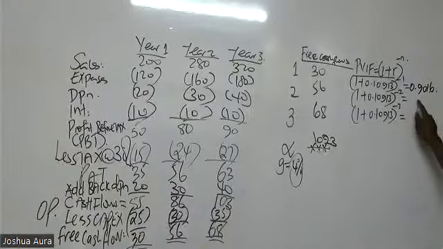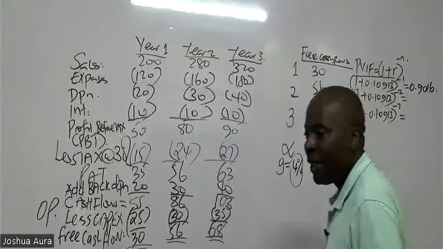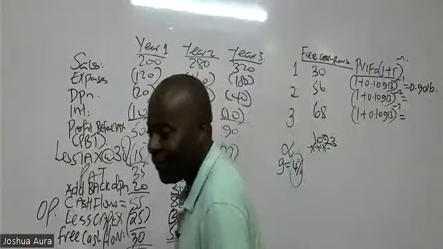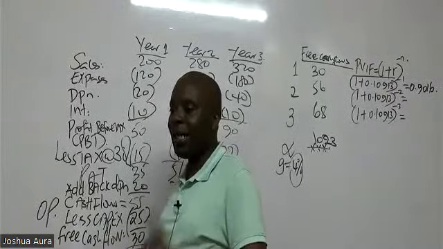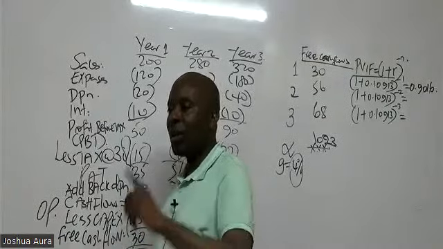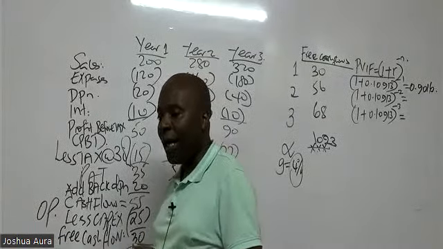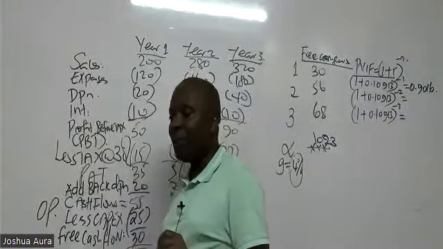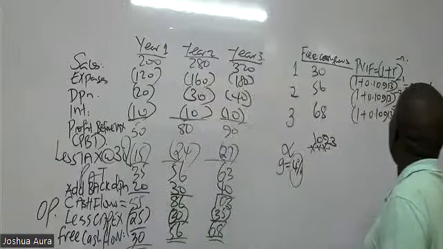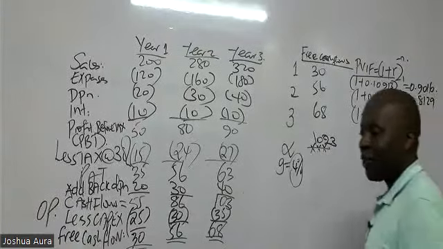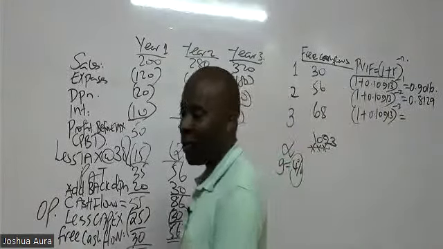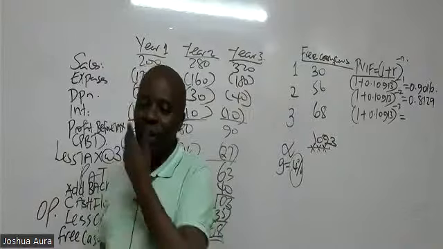Let us go to the second one. The second one is 1 plus 0.10913 raised to -2. Miss Mosioka tells me it is 0.8129.